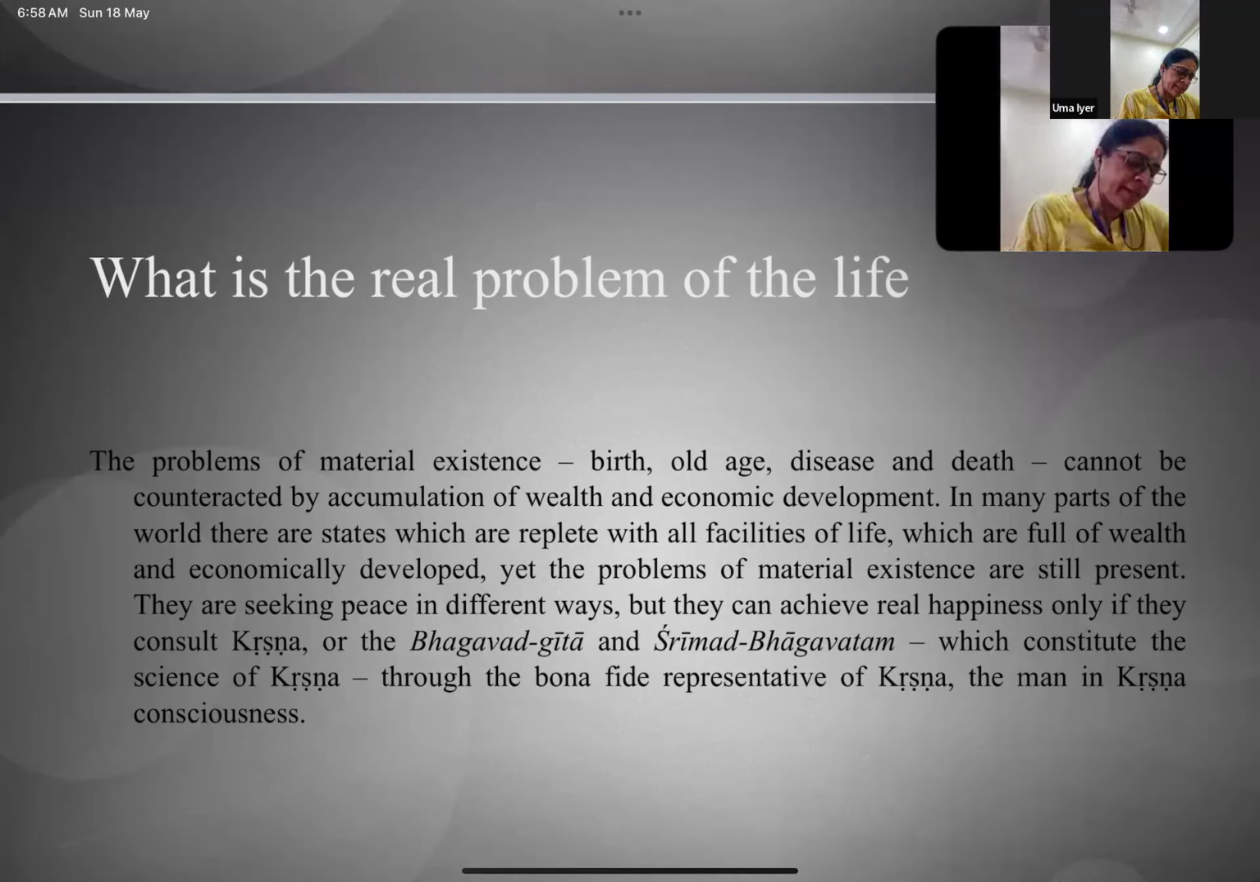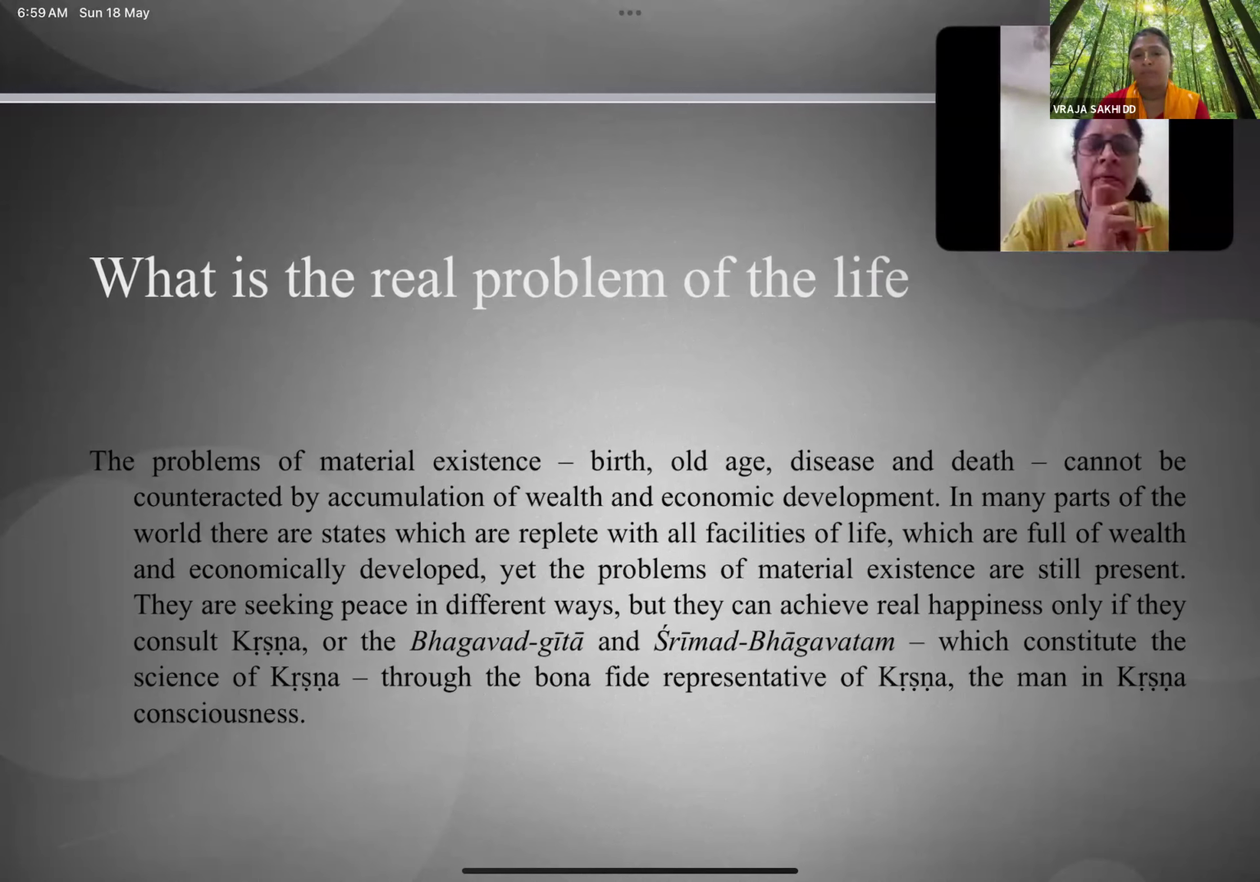The problems of material existence, that is birth, old age, disease, and death, cannot be counteracted by accumulation of wealth and economic development. In many parts of the world, there are states which are replete with all facilities of life, which are full of wealth and economically developed, yet the problems of material existence are still present. They are seeking peace in different ways, but they can achieve real happiness only if they consult Krishna or the Bhagavad-Gita or Srimad Bhagavatam, which constitute the words of Krishna, through the bona fide representative of Krishna, the man in Krishna consciousness.